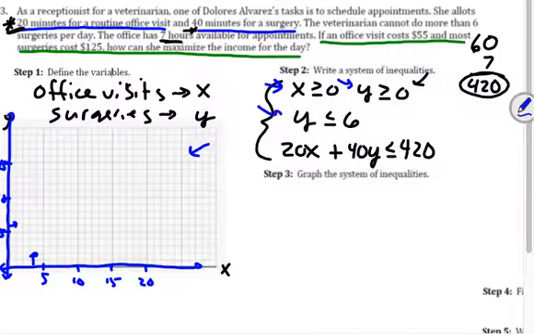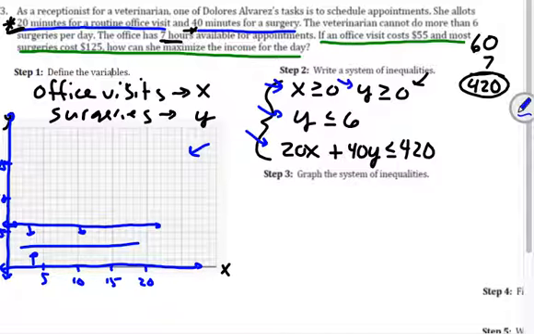Y is less than or equal to 6. 1, 2, 3, 4, 5. Right here, 6. But the problem is it's less than or equal to 6, so below. So this last inequality is going to kind of seal it in. It's going to be in this tube right in here somewhere where our feasible region is. Let's get rid of this. Okay.